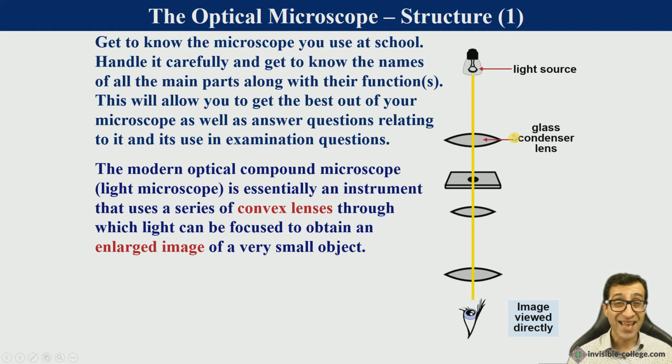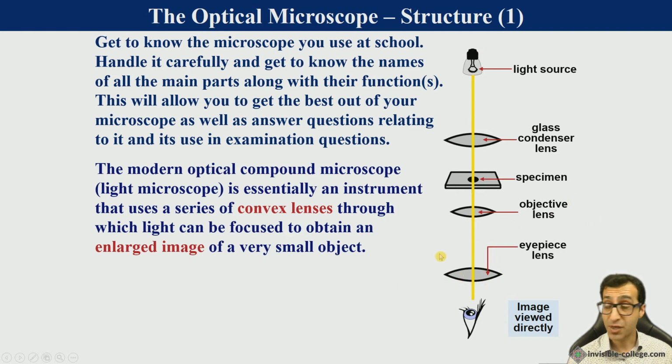You then have a glass condenser lens. The condenser lens is not designed to magnify the image, because the light hasn't yet transferred through the specimen. The function of the condenser lens is to focus the incoming light intensity onto the specimen. You then have the specimen, which is on a slide. The light will be transferred through the specimen and into the objective lens. The objective lens is the first lens which is responsible for the magnification of the image. You then have the eyepiece lens, which is responsible for further magnification and focusing of that image.